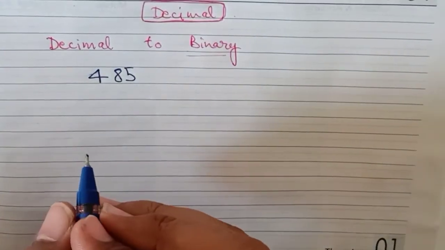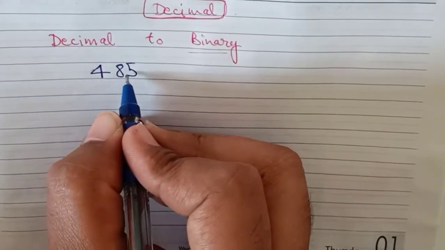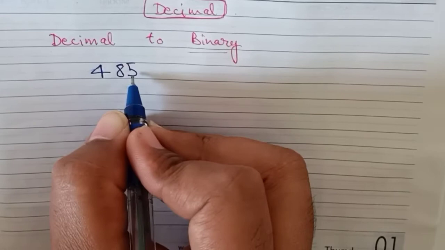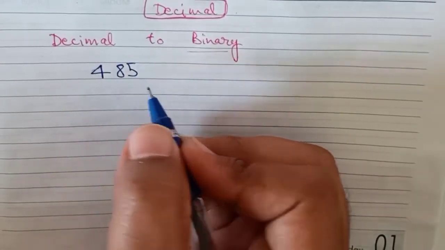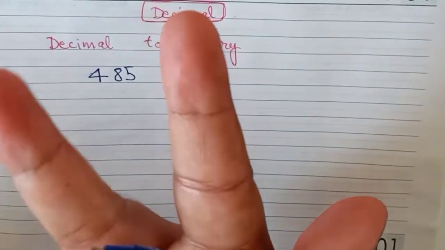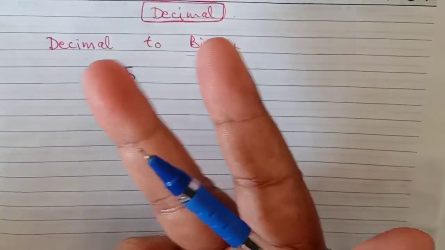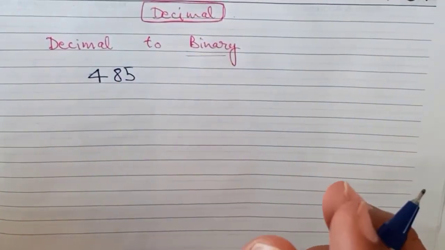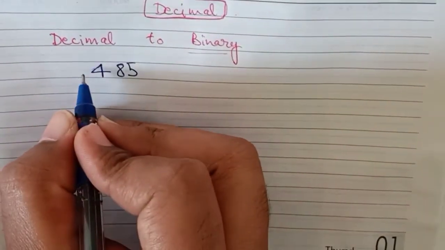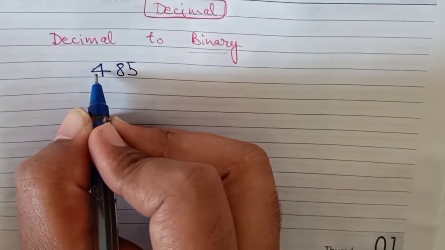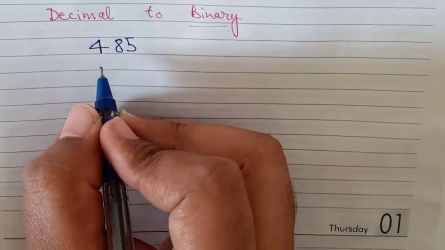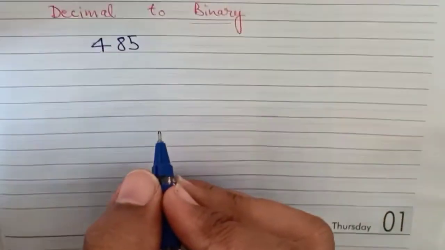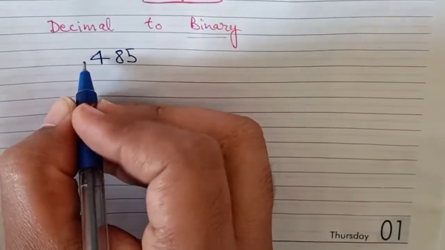Why will the remainder be 0 or 1? Because since we are dividing by 2, either the number is even or odd. There are only two possibilities. That is why we can only get remainder 0 or 1 and nothing else. Let us see. This was our number, and we have to convert 485 into a binary number. So let us start.